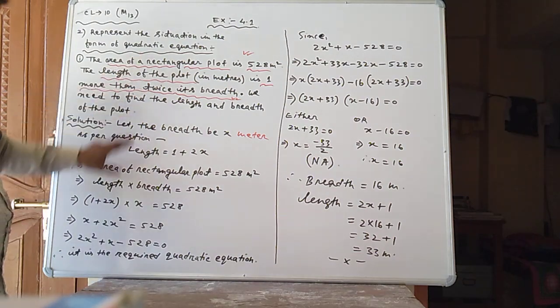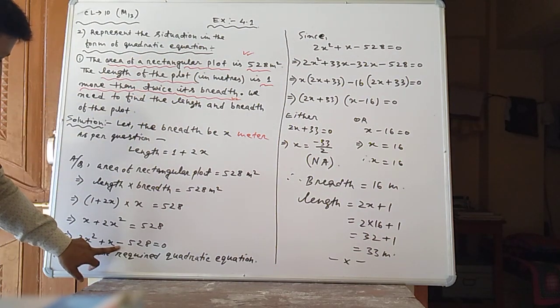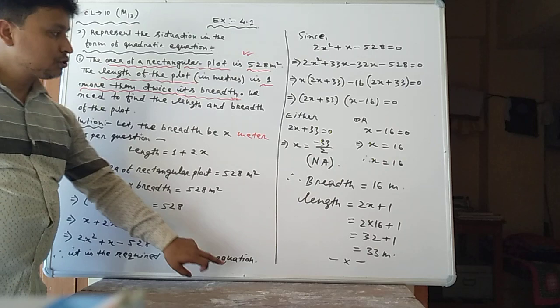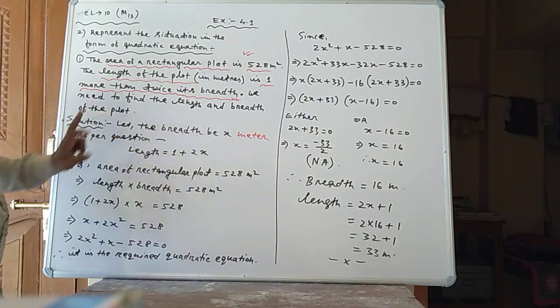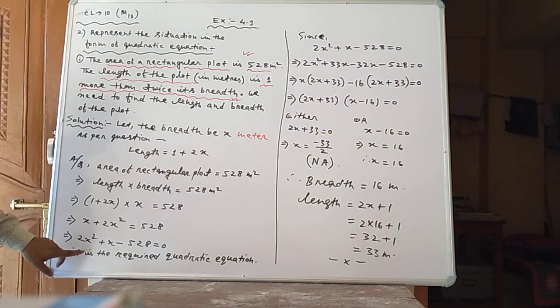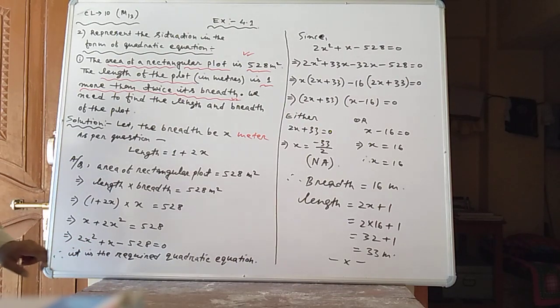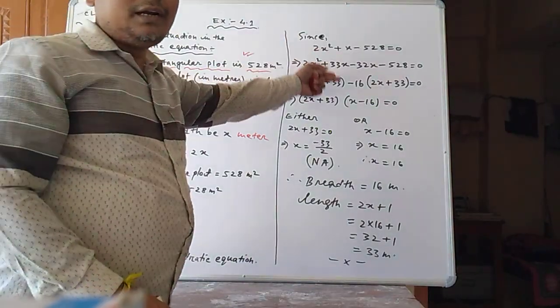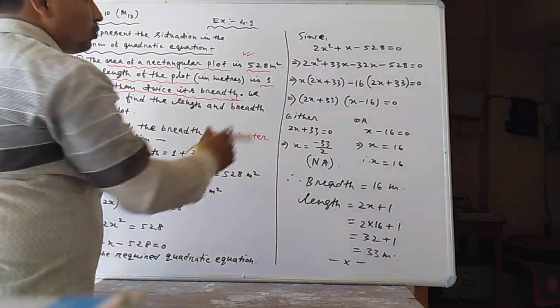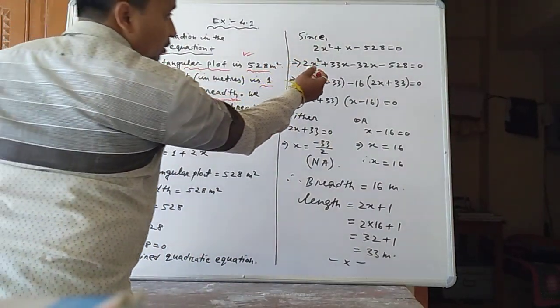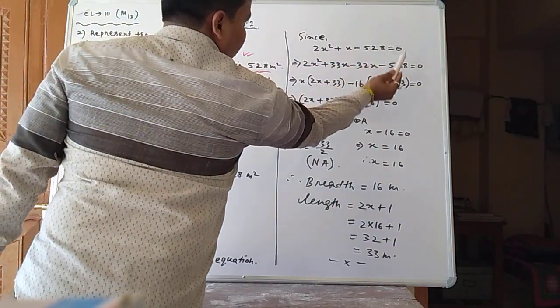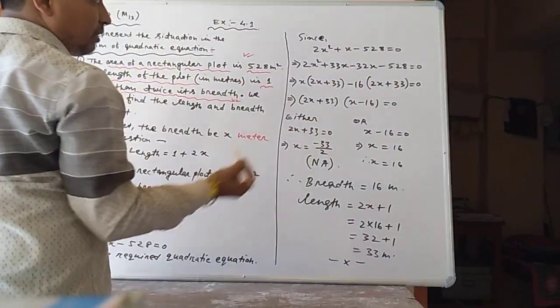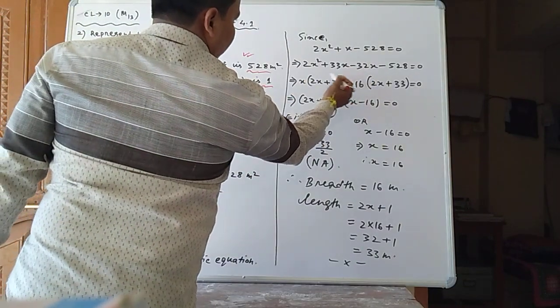So this situation we have already represented as a quadratic equation. Now finally it is written we need to find the length and breadth of the plot. So we have to solve this quadratic equation by the middle term factorization method, which you already got in class 8. 2x square plus x minus 528 equal to 0.